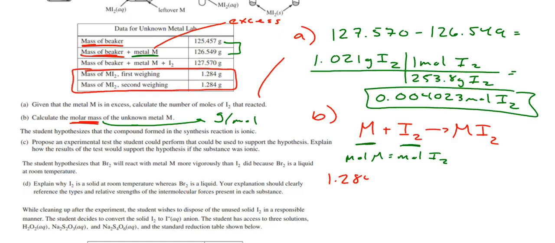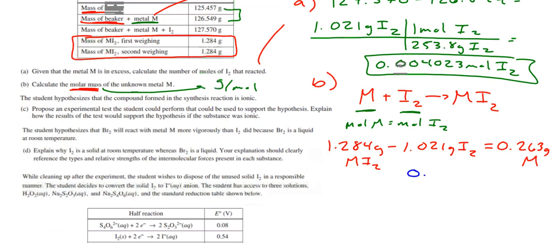So I will label it below. I have no pride at this point. So this is of my MI2. All right, if I subtract the I2 right here, that will result in only an M. So my fault on that, definitely my fault. So I take that, and then I divide it by my moles, which gets me my molar mass. And my moles will be the same as my I2, because they are equal in molar ratios.